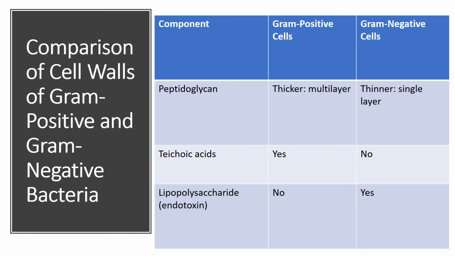This table shows the difference between the cell walls of gram-positive and gram-negative bacteria. Peptidoglycan in gram-positive bacteria is thicker and multi-layered, while in gram-negative it is thinner and single-layer. Teichoic acid is present in the cell walls of gram-positive bacteria while not present in gram-negative bacteria. Lipopolysaccharide or endotoxin is present in the cell wall of gram-negative bacteria.